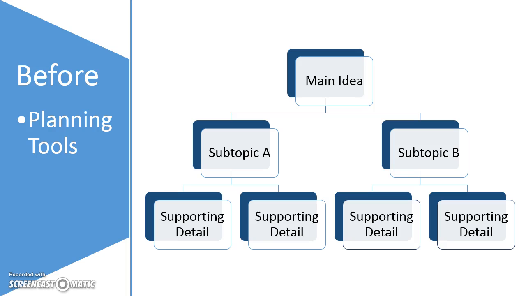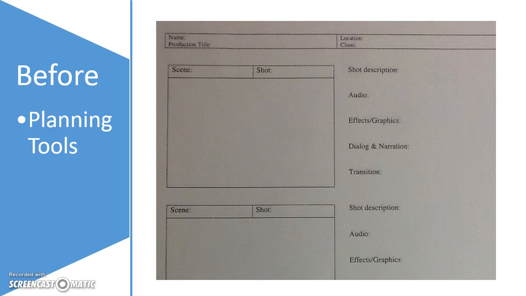creating the project. This is an example of a planning tool for a digital video project that was just created in Word. It allows the students to describe the scene, to describe the shot that they need to get, what audio needs to occur, what kind of effects or graphics are they going to include when they are editing this, is there dialogue and narration, and if so, they probably need to write that before they actually start to create the video, and then what transition are they going to have between the scenes.